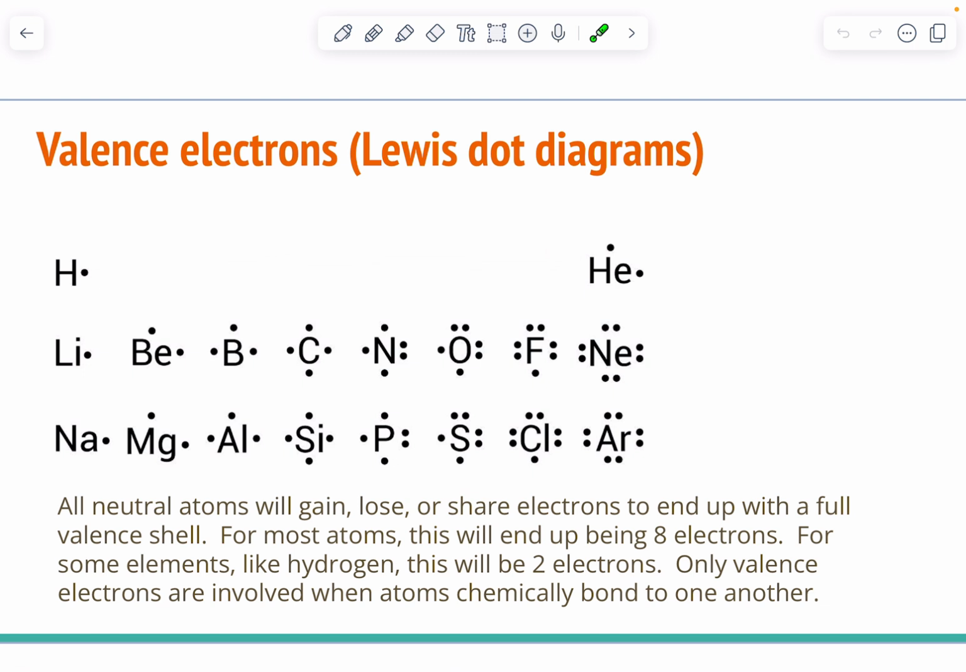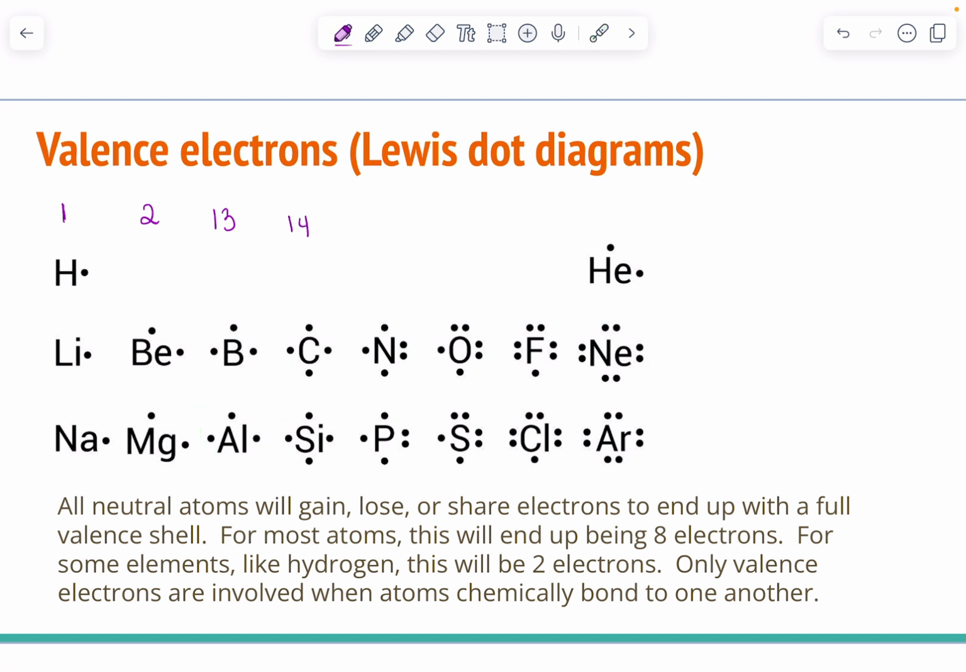Also just a reminder that it's only the valence electrons that are involved in chemical bonding. If we think about how many valence electrons are in atoms on the periodic table, group 1 has 1 valence electron, and so you see 1 dot represented there. In group 2, those elements will have 2 valence electrons, so you'll notice 2 dots there. Groups 3 through 12 are the transition metals, so we're going to skip over those. We start with boron in group 13. These elements will have 3 valence electrons, as represented by the 3 dots here.